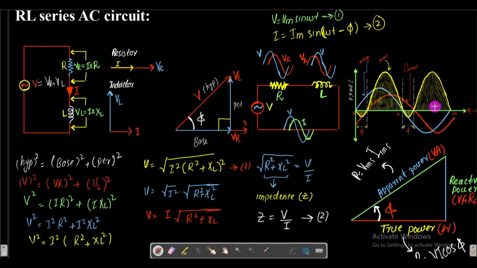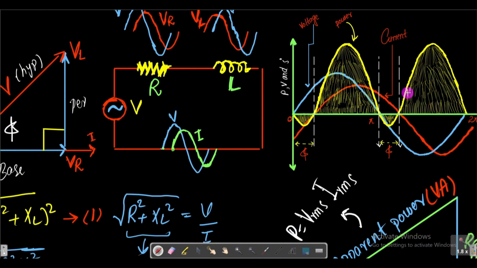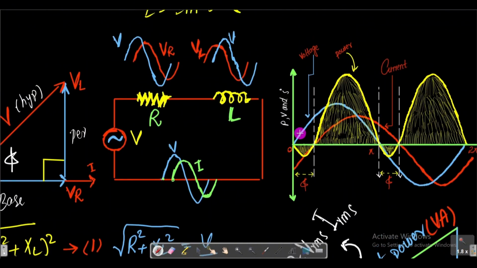So here I'm going to zoom this, and this is the graph for that voltage, this is the graph for that current, and here is the phase difference, this phi. And here we know that if we have this current and this voltage, we know the formula of the power, which is equal to V multiplied by I.